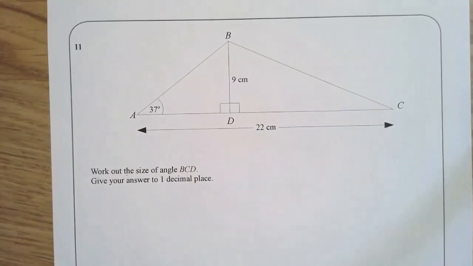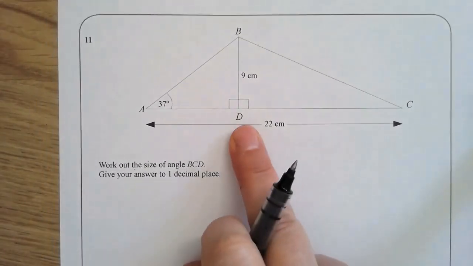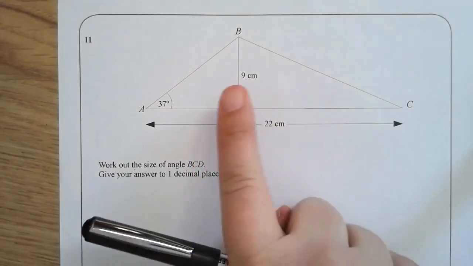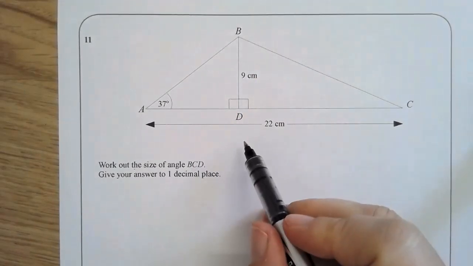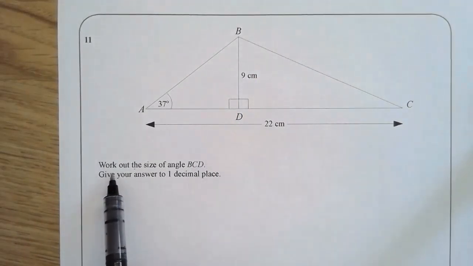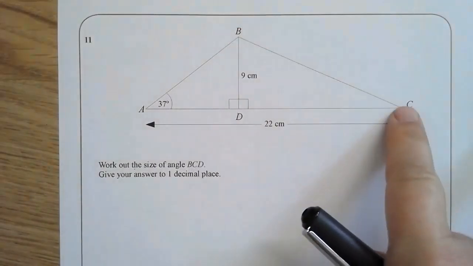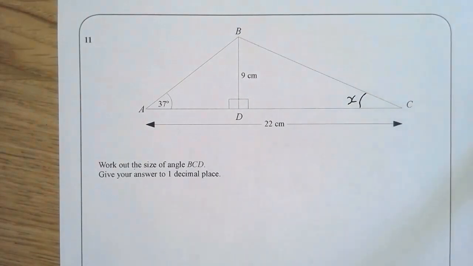I thought I'd also put this one in as well. This is actually the last question on the Maths Genie paper. I really like these when I've got 2 different triangles. I find it challenges my brain. We need to find out the size of angle BCD. BCD. So we're looking at that angle just there.